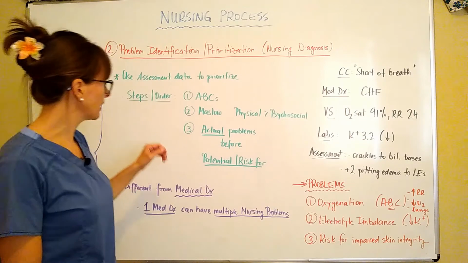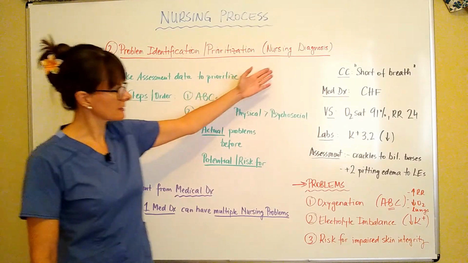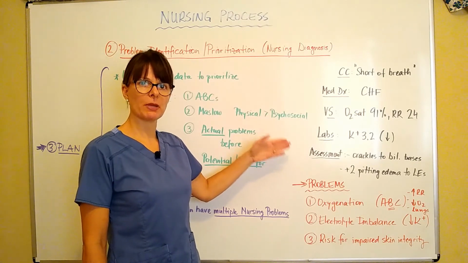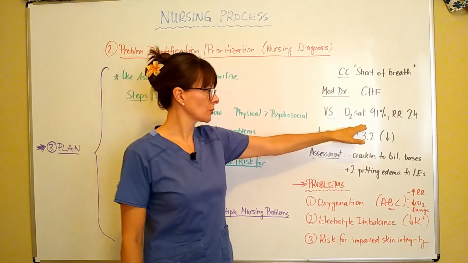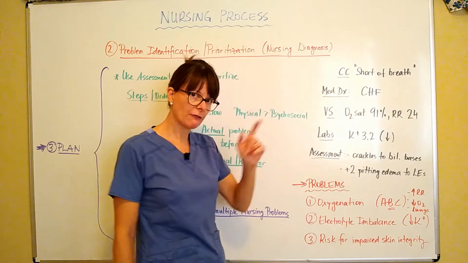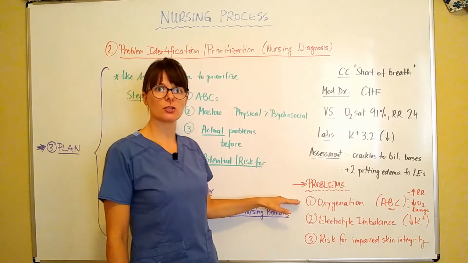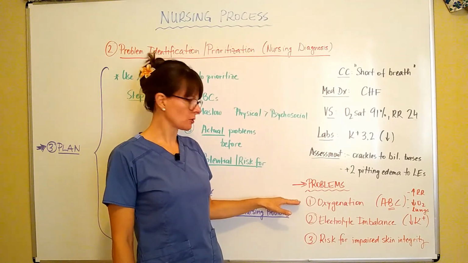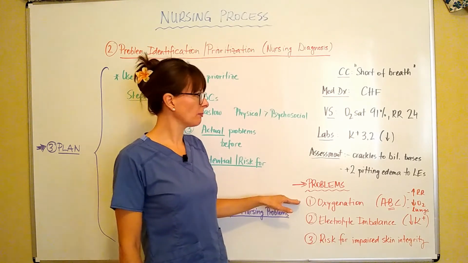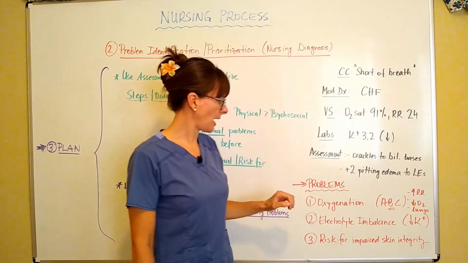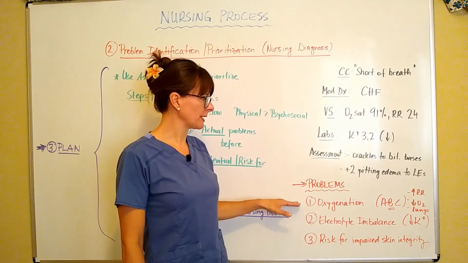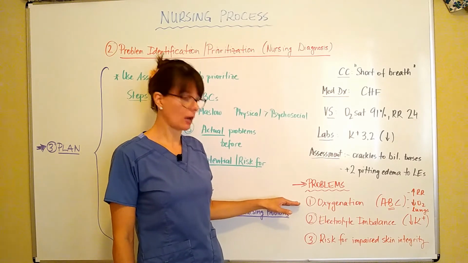Now if I go back and ask, based on this assessment data, what do I have to focus on? Clearly there's a problem with the patient's oxygenation, because their O2 sat is low, they're breathing a little fast, and they have crackles in the lungs. So my first problem needs to address their oxygenation. You might call it oxygenation, and some people might call it impaired breathing pattern because the respiratory rate is a little high. Whatever you call it, the problem lies within their lungs.